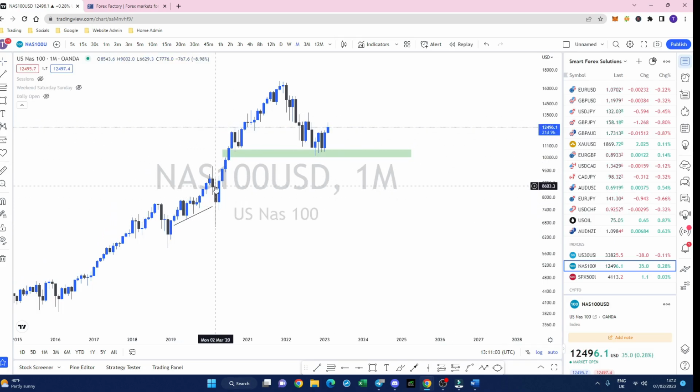This area here really does protect price from going any lower. And in theory, going by structure, we've got no reason to come any lower than this area here, potentially ever. I'm not saying it will never happen. It's likely it will happen one day. And obviously we are making our way lower.